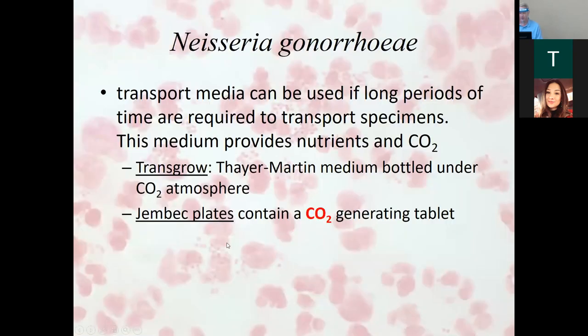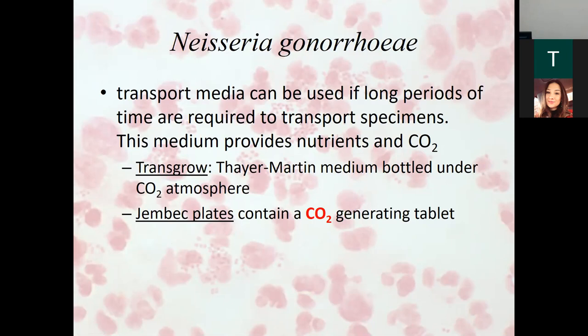When we transport for Neisseria gonorrhea, transport media can be used for the long periods of time that are required to transport specimens. So there's a transport media that you would need to put your culture in. It's called Trans-Grow, which has Thayer-Martin media under CO2 atmosphere. Gembeck plates contain CO2 generating tablets. This is info for you, but this is you, right? Hey, we got to send one of these off.